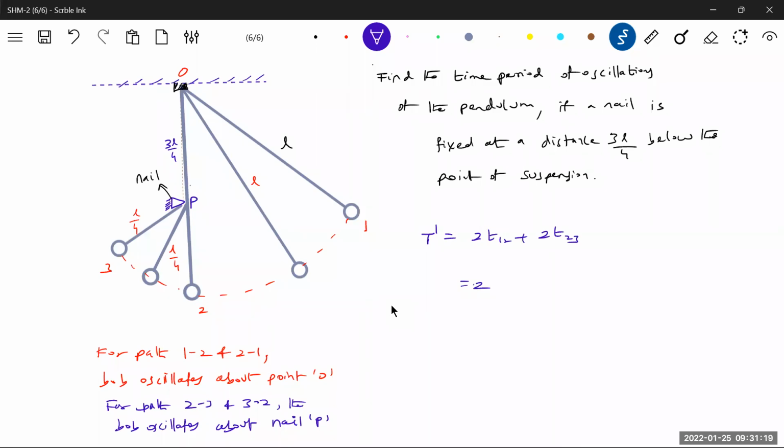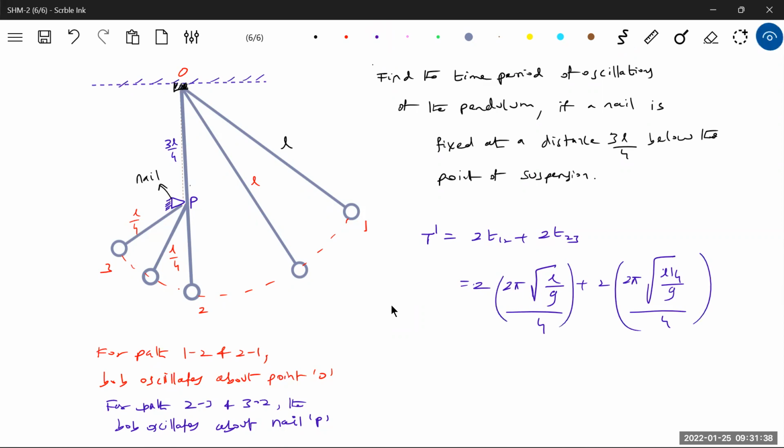What is T12? 1/4 of the time period. So 2 pi root of L by g. What is T23? This will be 2 pi, and the length is how much? It will be L/4. Why 1/4? Because the time taken for the bob to move from 1 to 2 will be 1/4 of the total oscillation. 2 to 3 will be 1/4 of the total oscillation if the length of the pendulum is L/4.